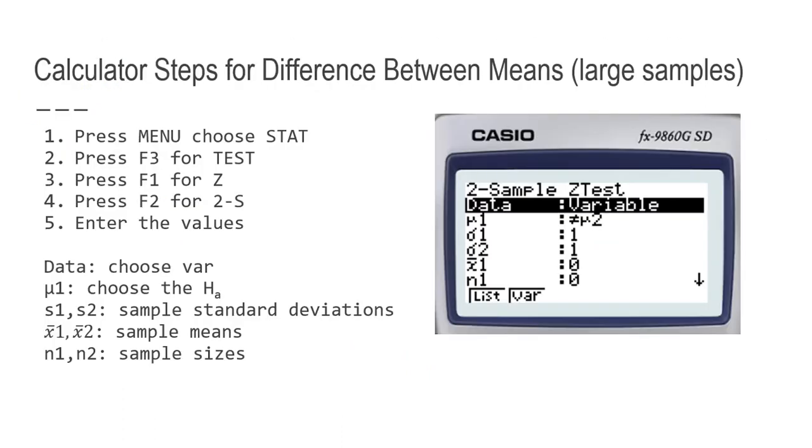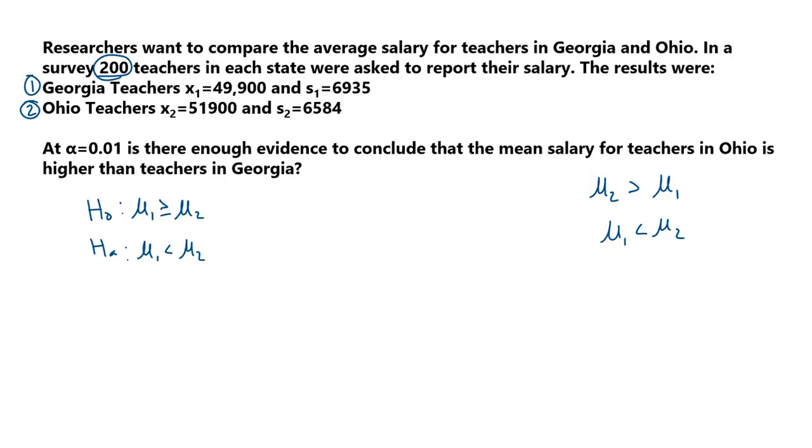So let's look at the calculator steps for a z-test. Very similar to what we've been doing. And then here are the things that we need to enter. We have to choose the alternative hypothesis. We have to put in the sample standard deviations, the sample means, and the sample sizes.